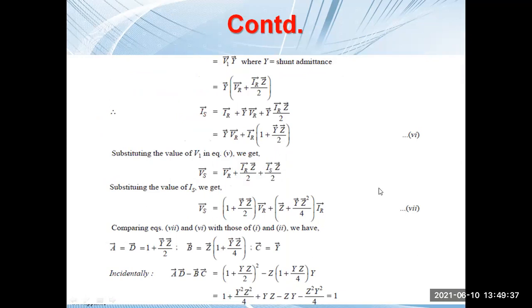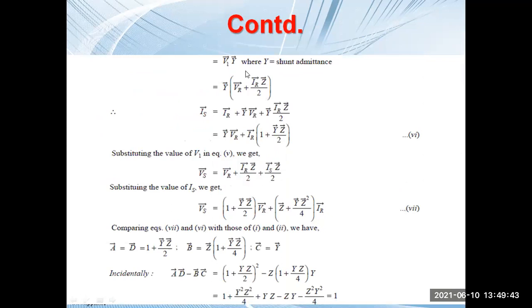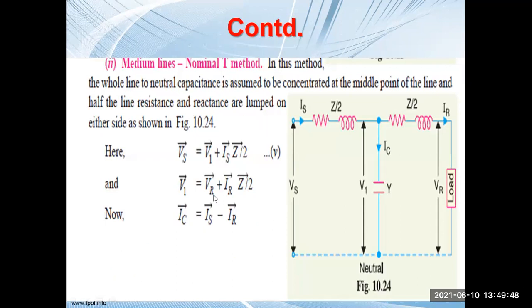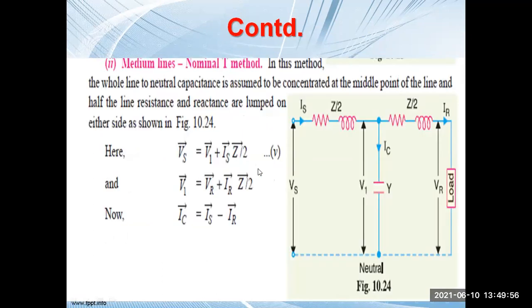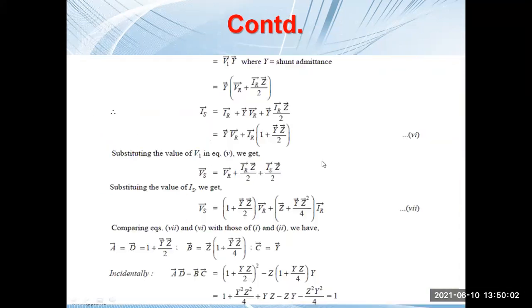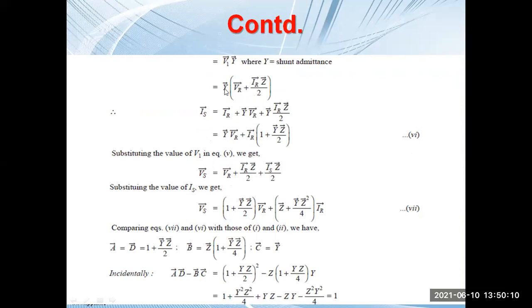And this is your V1 into Y. So this capacitive current, I told you, is voltage into the admittance. So V1 into Y. Now V1 we have calculated: Vr plus Ir into Z/2. So we'll substitute here. Now what is Is? Is equal to your IC plus Ir. IC we have calculated: Y into Vr plus Ir into Z/2. So just you have to do the simplification.